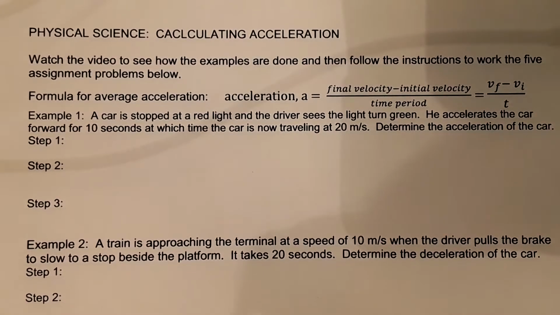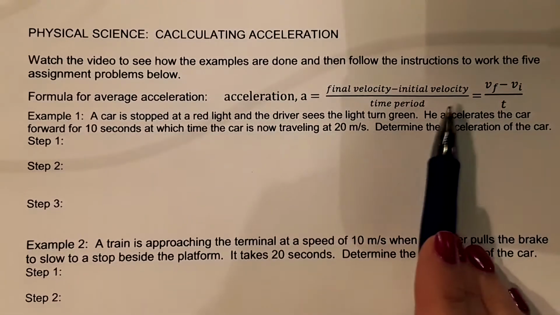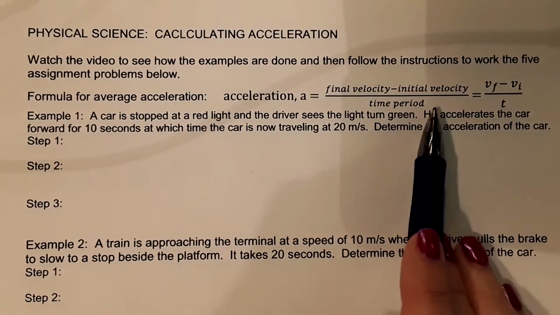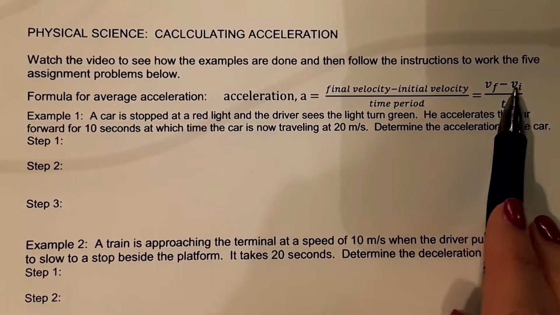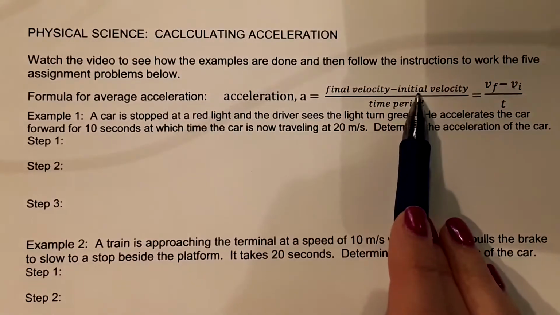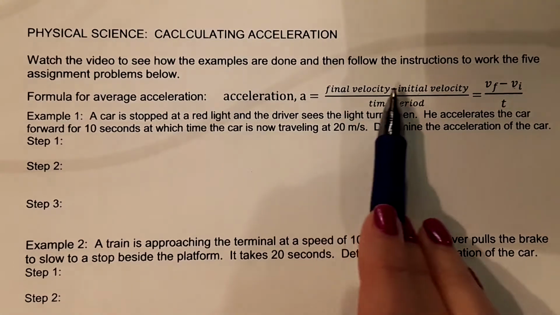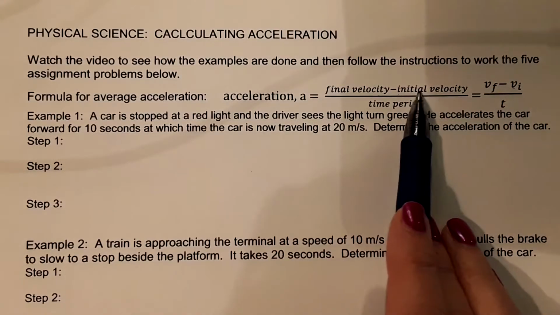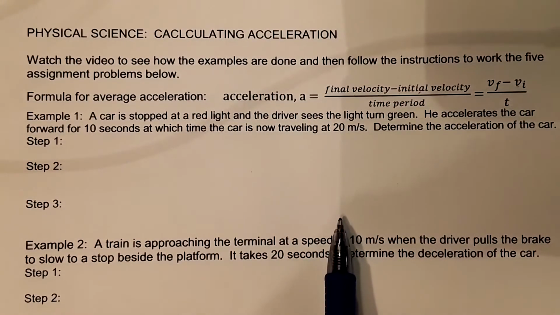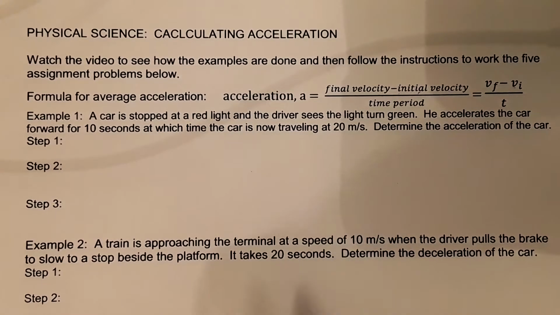Everybody. Today I'm going to show you how we calculate acceleration using the acceleration formula. Now remember, acceleration is the rate, that means time in the denominator, of change in velocity. And a change in velocity is always the final velocity minus the initial velocity. Okay? So, we're going to use that to do these two examples.